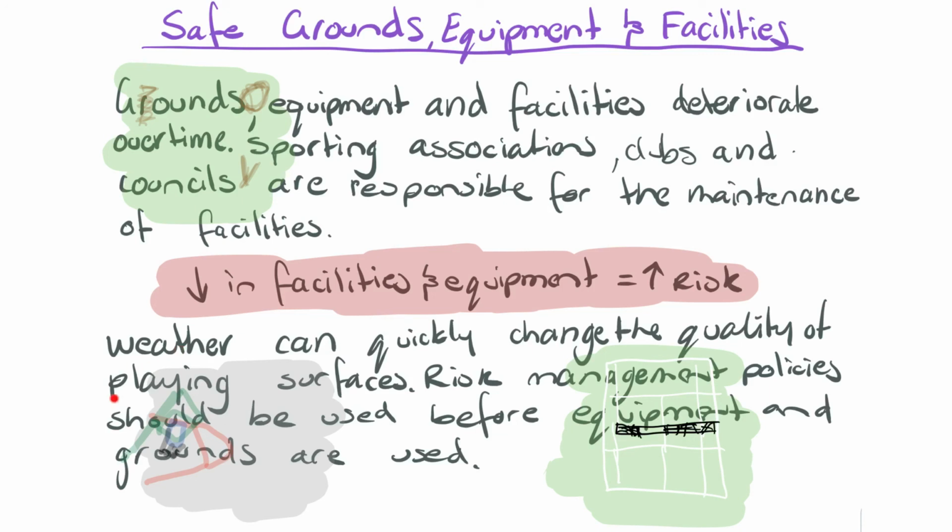Another example is things like basketball or netball hoops. If they're not directly upright or if they've become rusted over time because they're outdoor equipment, this can become quite dangerous and obviously needs to be looked at before the game begins.